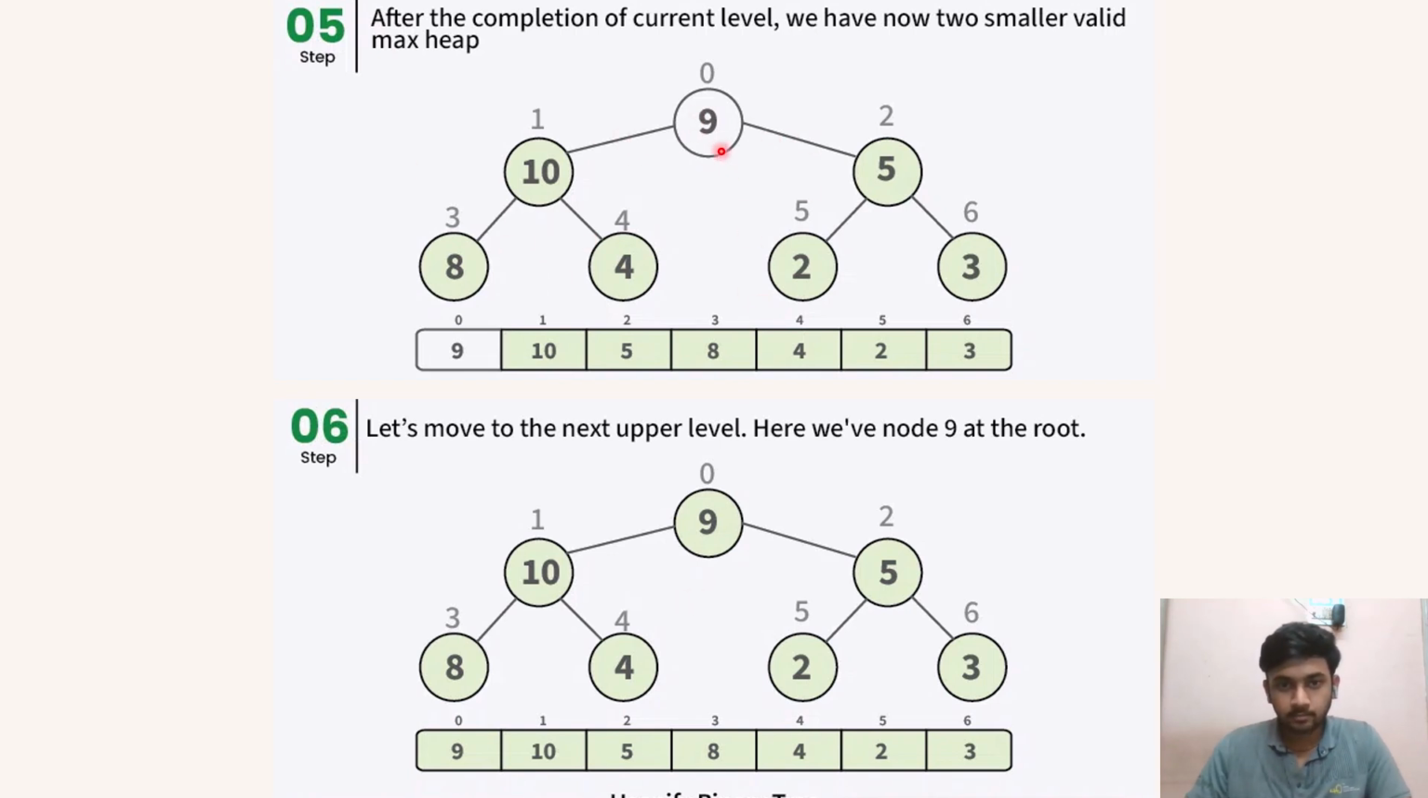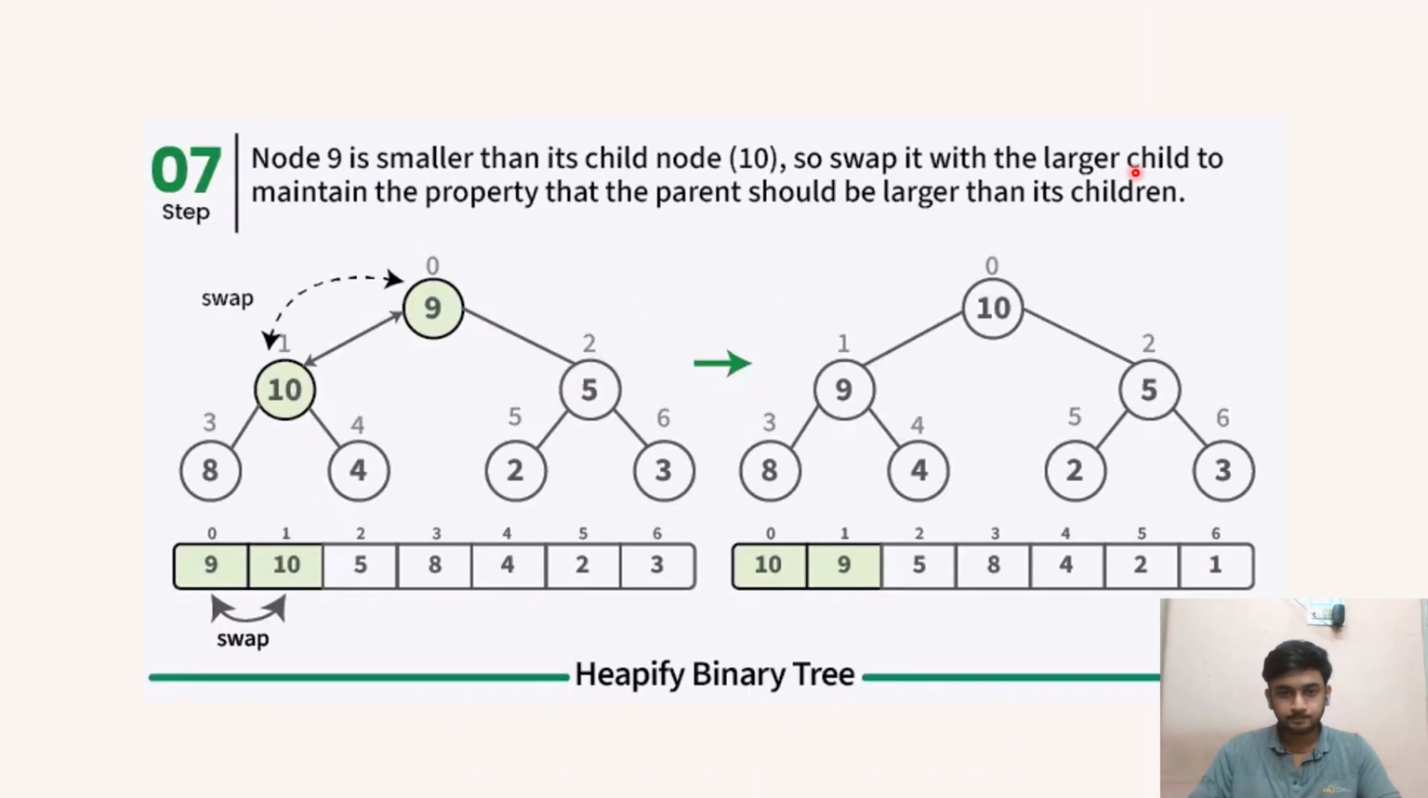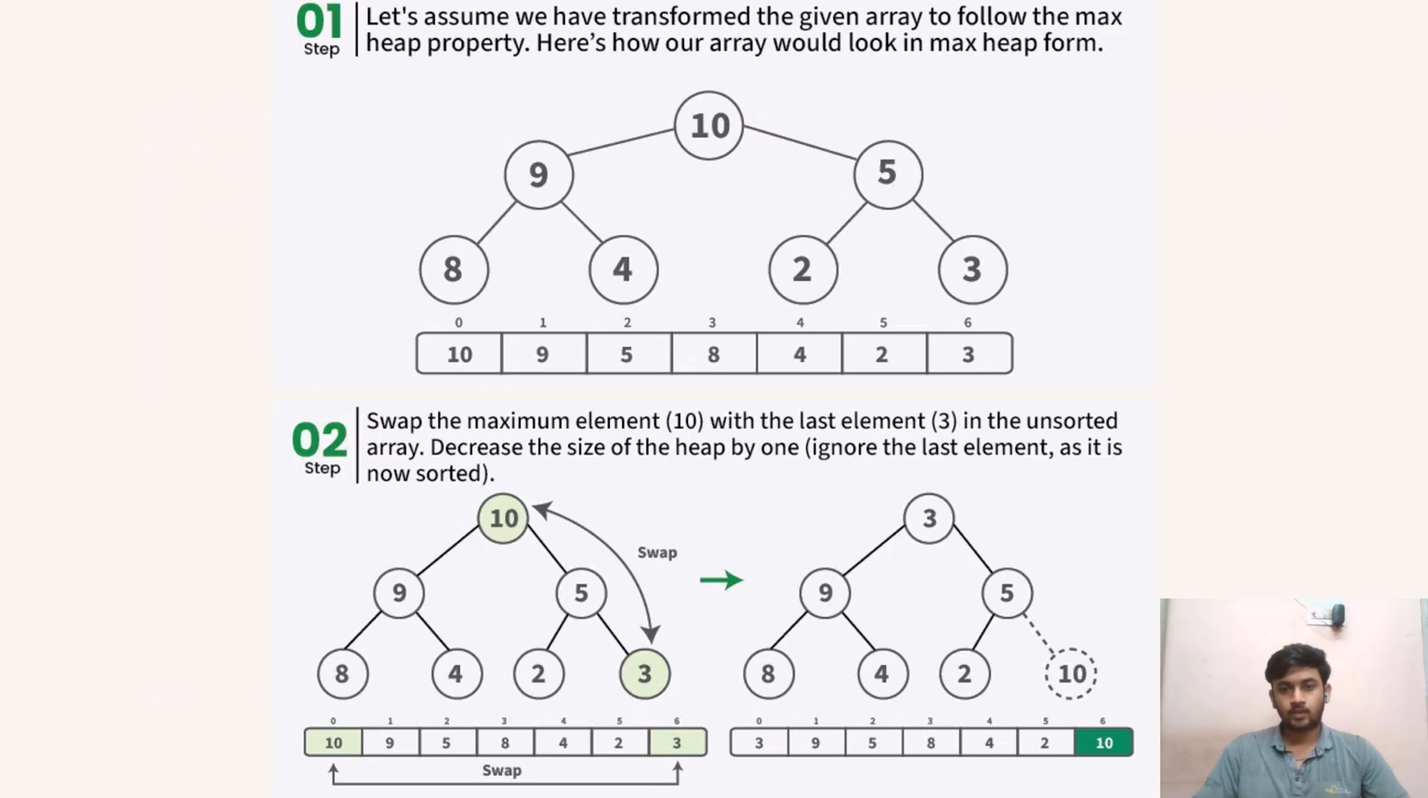Now check these three elements, that is 10, 9, and 5. 9 is smaller than 10, so 10 should be at zeroth index and 9 should be at index one. So swap 10 and 9. So we get the final binary tree. After that, start deleting the max elements from this. So after bringing the 10 to the root index, now delete the root one by one.